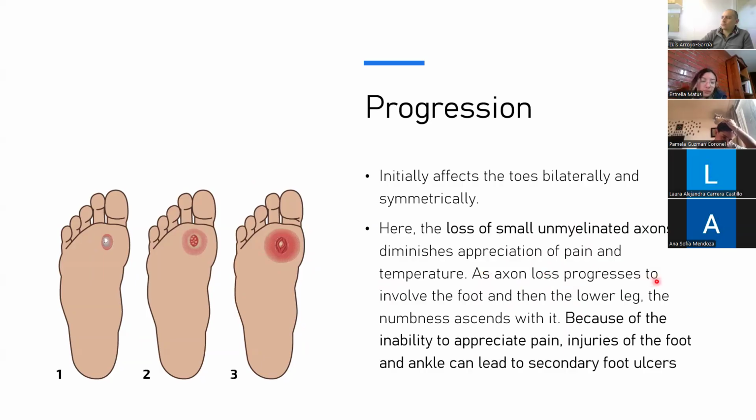As axon loss progresses to involve the foot and the lower leg, the numbness ascends with it because of the inability to appreciate pain, injuries of the foot and ankle, and lead to secondary foot ulcers. So this is what we get. And this is the other part of the physiology that is crazy.